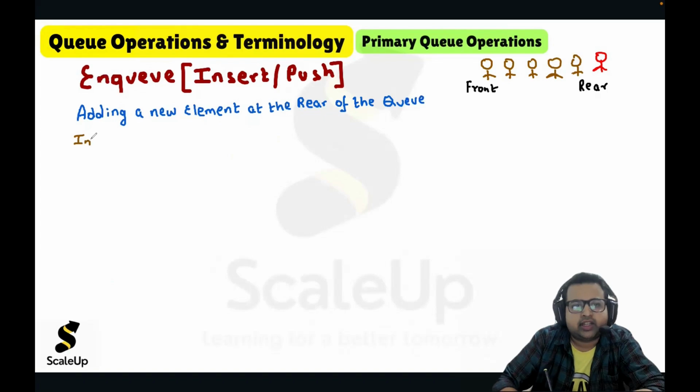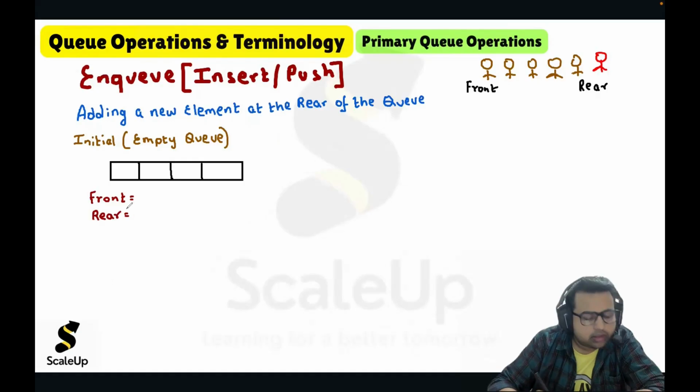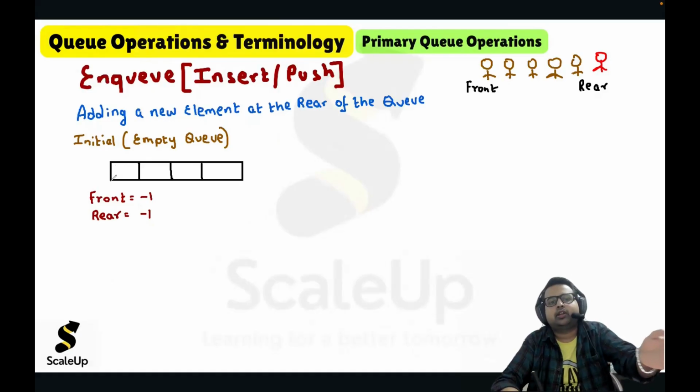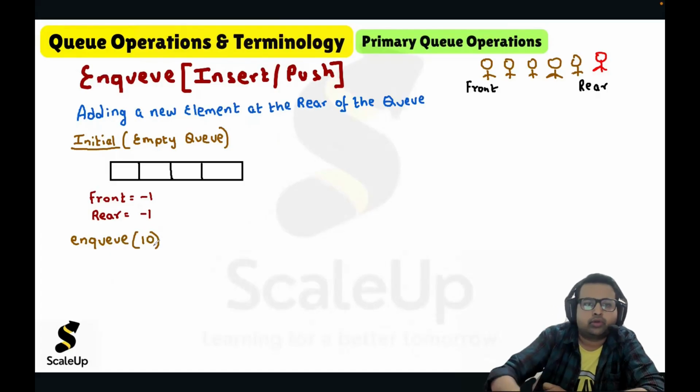Let us suppose, taking one example, I have an empty queue. In the queue there will be a front and a rear. When the queue is empty, both front and rear point to index -1. Now I'll add a new element. So I'll perform the NQ operation and add 10 to it.